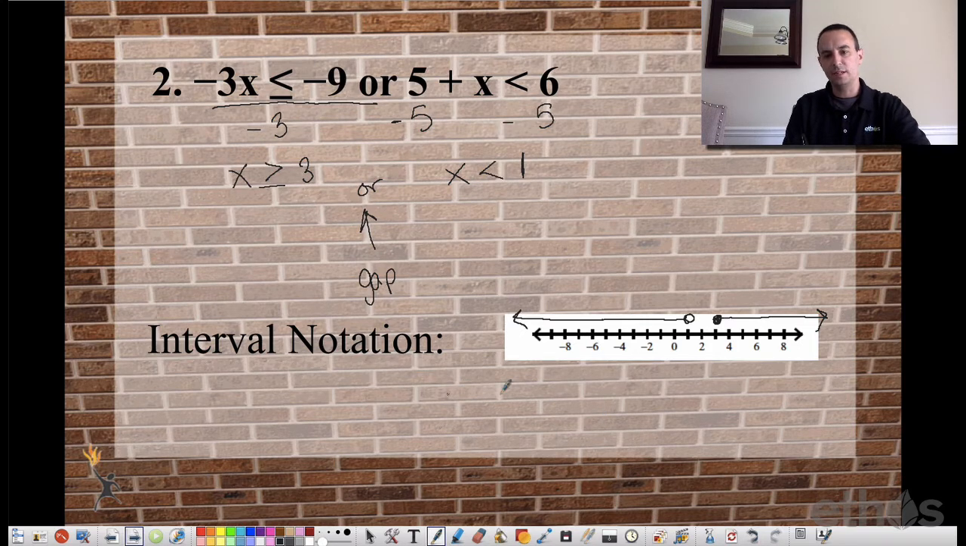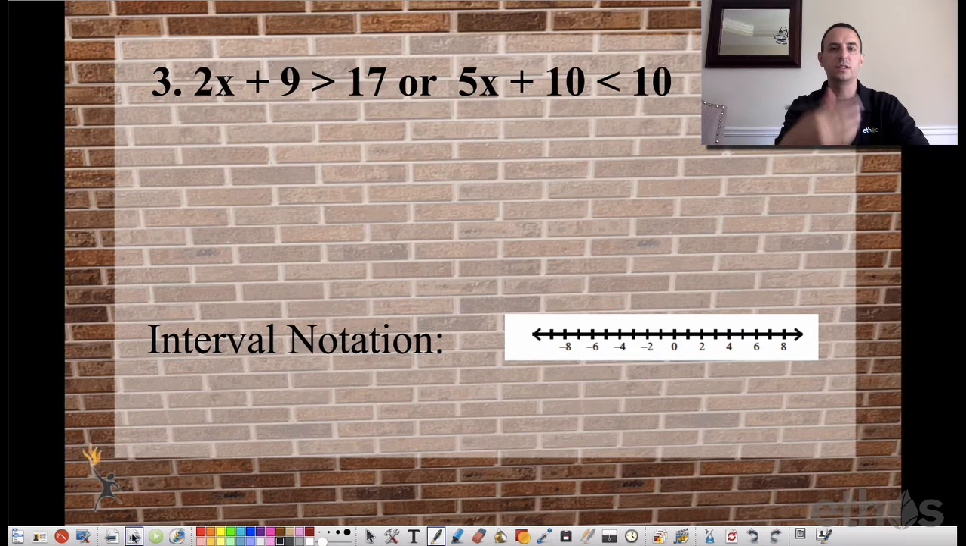So again, we come back down to this graph over here. We go, okay, it starts with a -infinity, goes all the way up to +1, doesn't include +1, and then we start again back at a +3, but we do include the +3 and goes on forever in that direction. That's our idea over here.